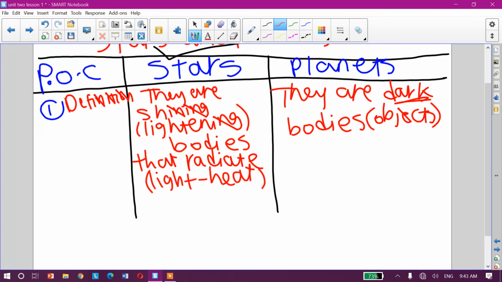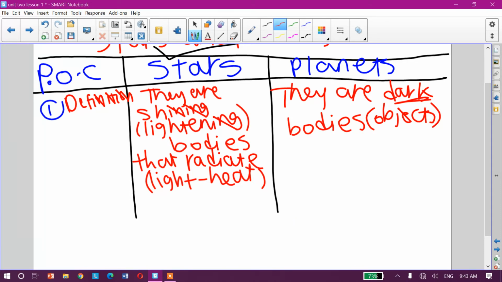Okay. And the moons, they rotate or revolve around what? Around the planets. Excellent. Around the planets in fixed orbits. In fixed orbits. All right. What else? The number. Yes, excellent.